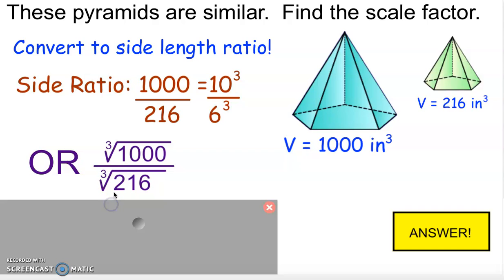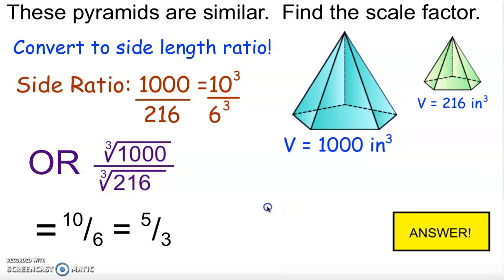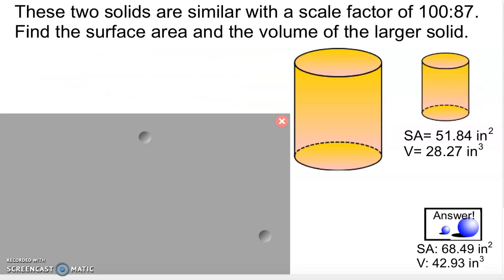So you can actually take the cube root, you'll have a cube root button on your calculator, and take the cube root of 1,000, okay, and you're going to end up getting 10, and take the cube root of 216, and you're going to end up getting 6, okay? And that reduces to 10 over 6, and then you can reduce 10 over 6 as a fraction to 5 over 3. So the scale factor between the two solids, or two pyramids, is 5 to 3.